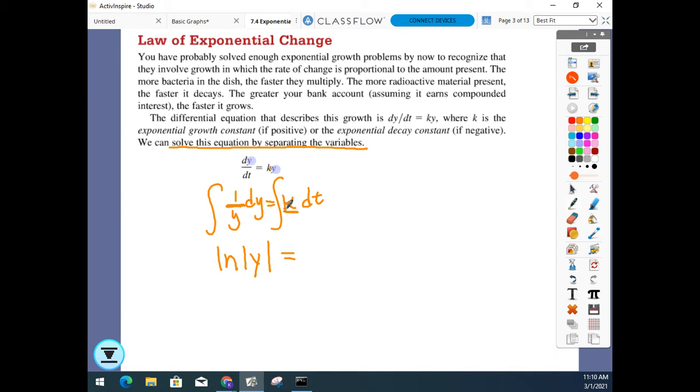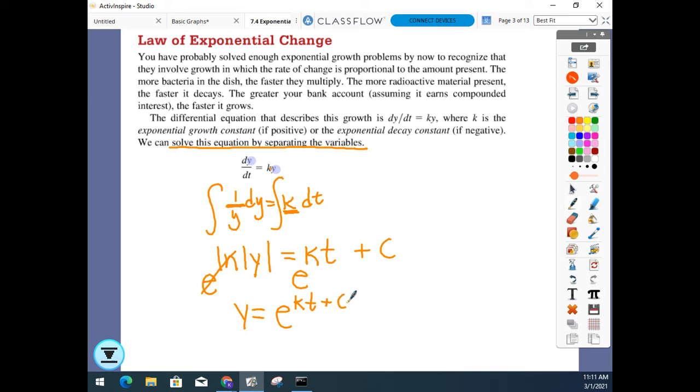Equals, this is just a constant. So with all constants, you just put a t in next to the constant, plus c. Now what is it that we do if I want to cancel out ln to get y by itself? The inverse of ln is e. So I'm going to e both sides because e cancels out ln, and I get e to the kt plus c.